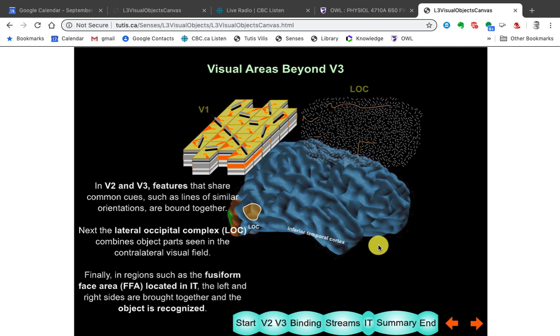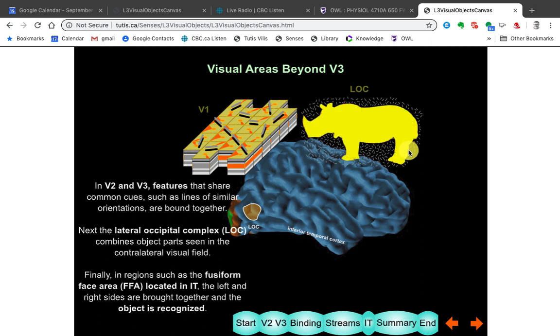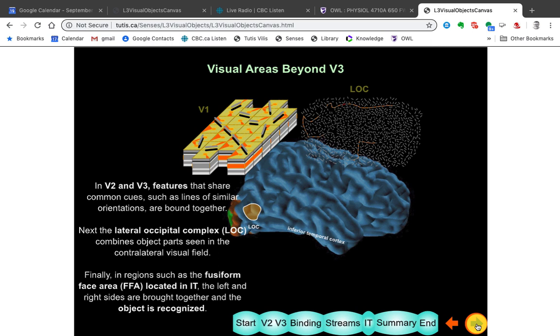As we go through V1, V2, V3, we start putting together that this, for example, might be edges, and you saw how it slowly built up these edges. As it passed through these structures, V1, V2, V3, it put together this rhinoceros. And then that information flows underneath the cortex, the inferior temporal cortex, to recognize different types of objects.